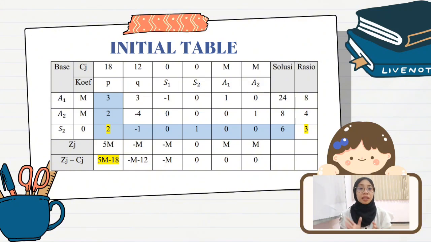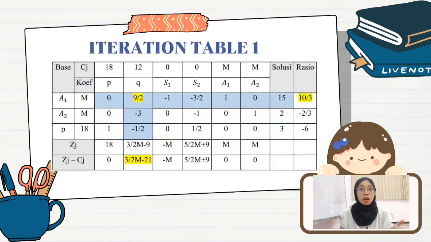After writing the initial table, we can determine the key column by looking at the minimization case, where all zj minus cj must be less than or equal to 0. If one is positive, then that is the key column. Then, to find the key row, select the row with the smallest positive ratio. We then begin the first iteration by identifying the pivot column and row, just like in the usual simplex step.